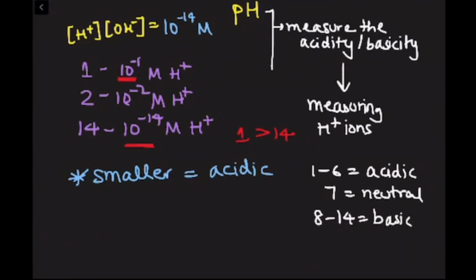Also notice how a change of 1 on the pH scale is actually a tenfold change in the concentration of H+ ions. So if you have a solution with a pH of 2 and a solution with a pH of 3, the solution with a pH of 2 has 10 times the H+ ions as the solution with a pH of 3. And that's all you need to know about the pH scale.